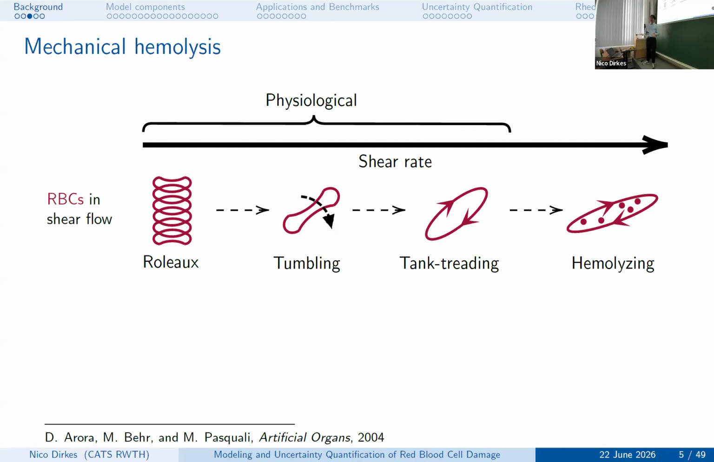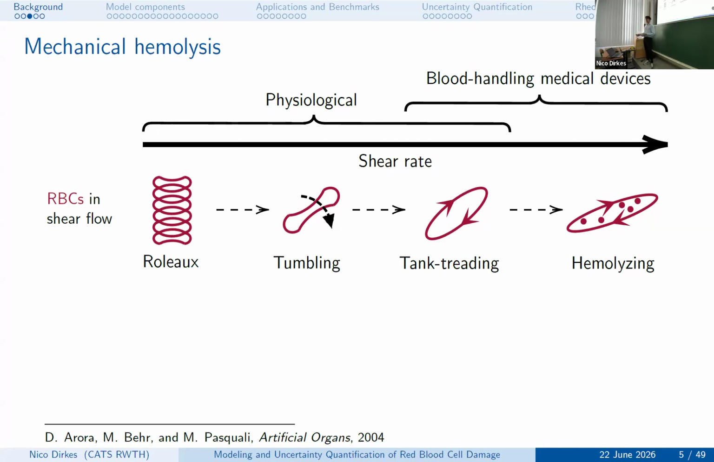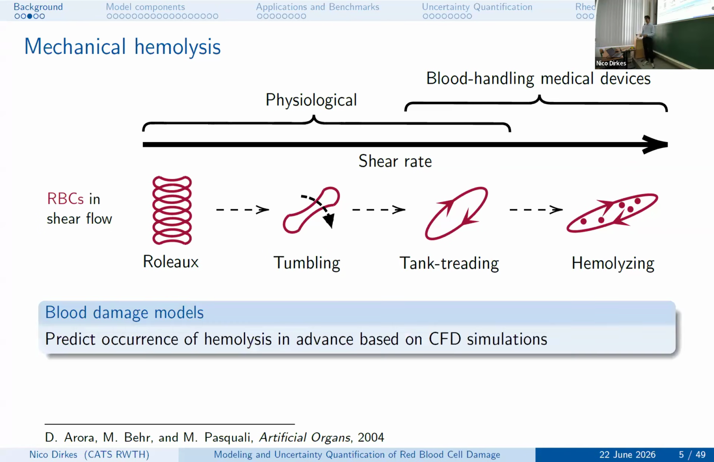In general physiological circulation, shear rates are relatively low in the fluid. So this is not an issue generally. But in any type of blood handling medical devices, which introduces more artificial types of flow, with higher shear rates, this can be an issue. So when people get, for example, these blood pumps, which are implanted to the human heart, they tend to expose the blood to much more shear than what's usual in the human circulation. And this is where we need to account for this phenomenon, and where we need to try to predict the occurrence of this hemolysis in advance based on CFD simulations, in order to limit the occurrence of this.